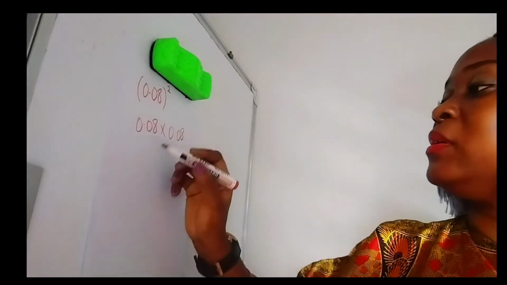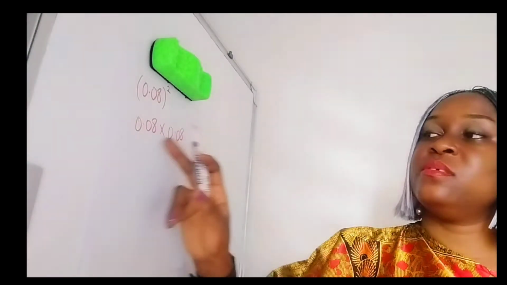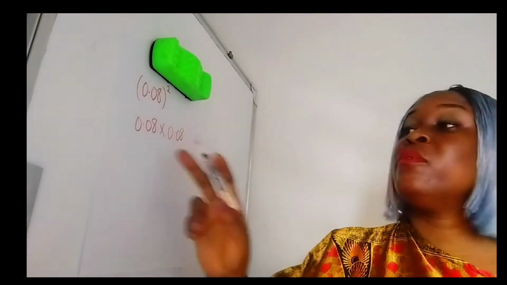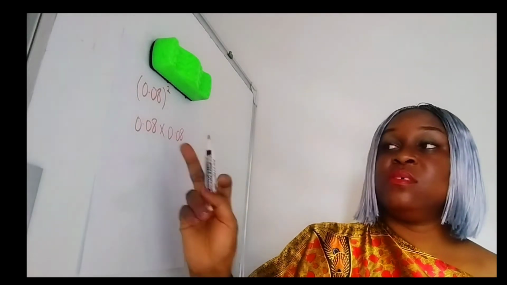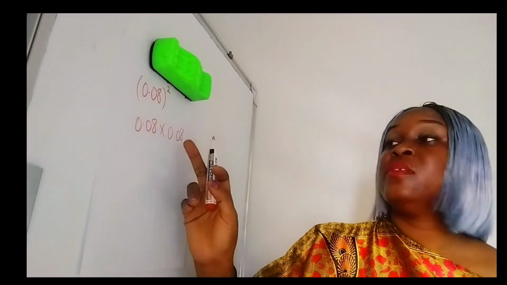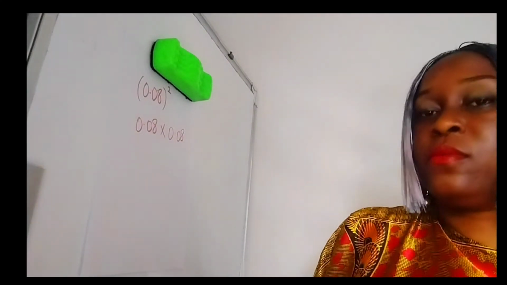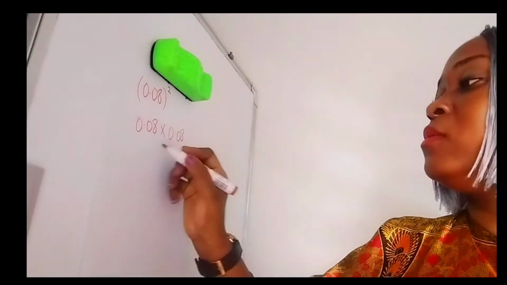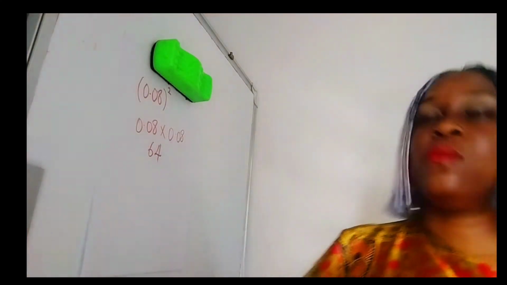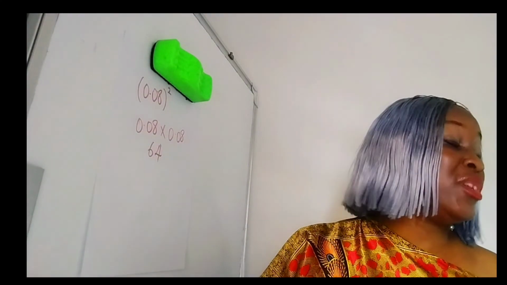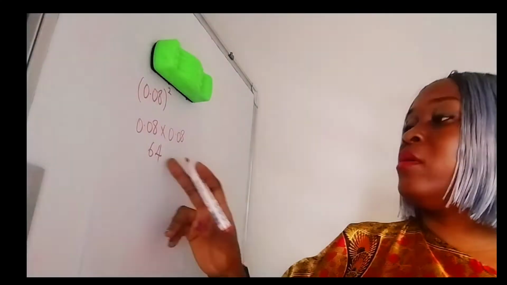Okay, so what does that mean? We're going to multiply this, right? Yes. So the real numbers we have here is 8 and 8. Every other number is 0. So 8 times 8 is 64. So you write 64 first. Are you watching? Yes.